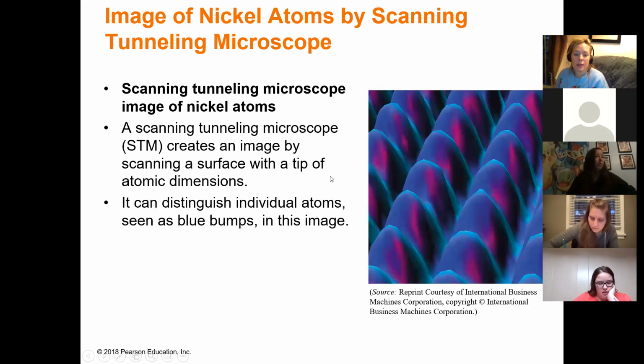So here's a scan using a tunneling microscope of nickel atoms. What we can see here are the nickel atoms, they're all lined up, and there are these divots in between them where there's empty space, because again, matter isn't this smooth, continuous thing, even though on a human scale, it does feel that way.